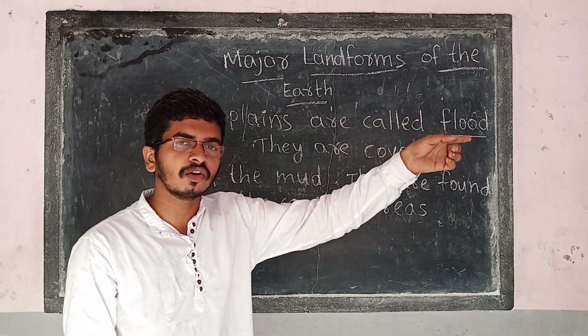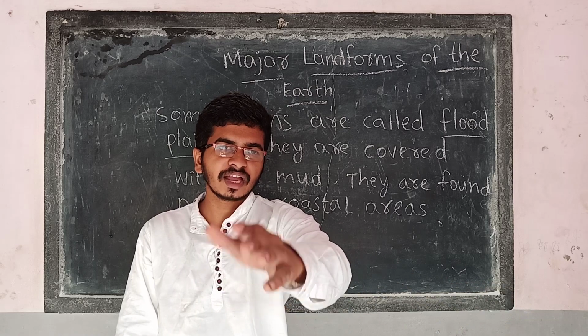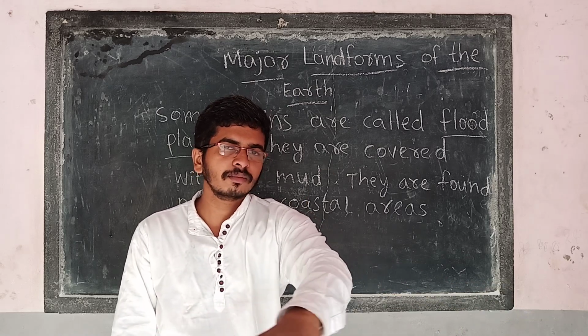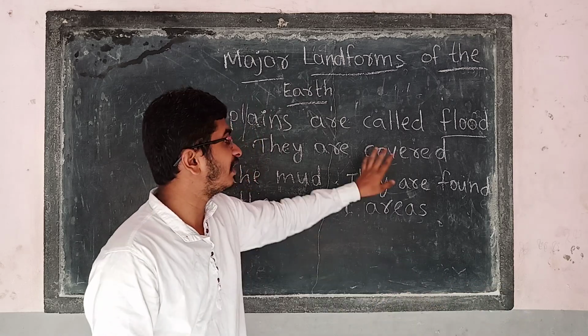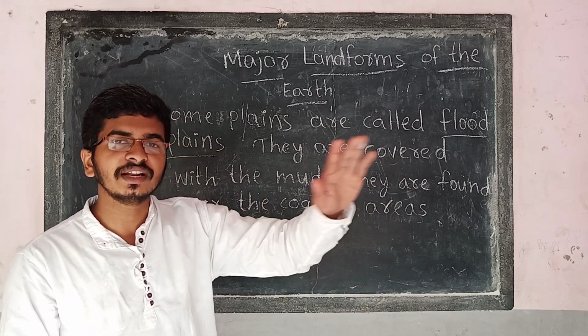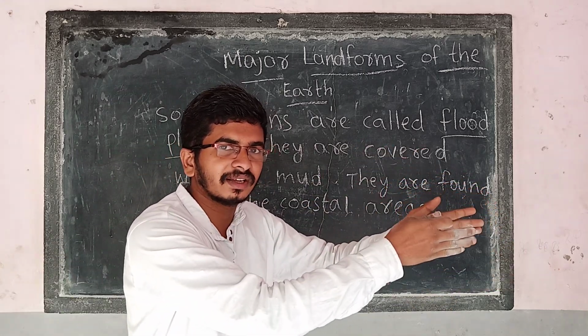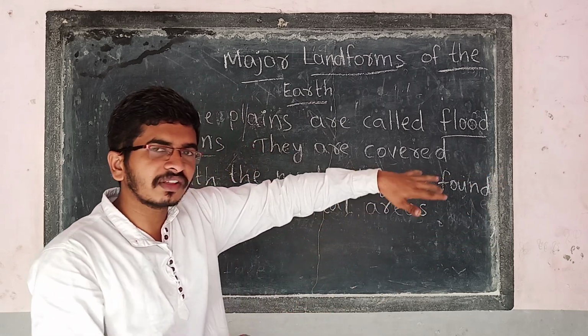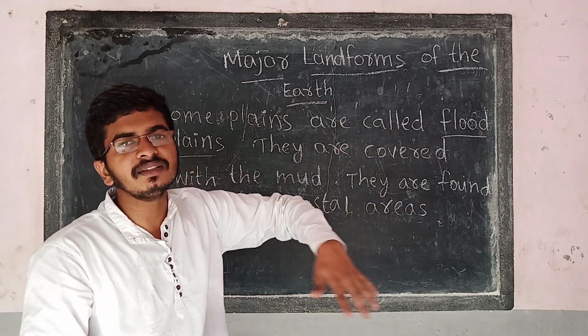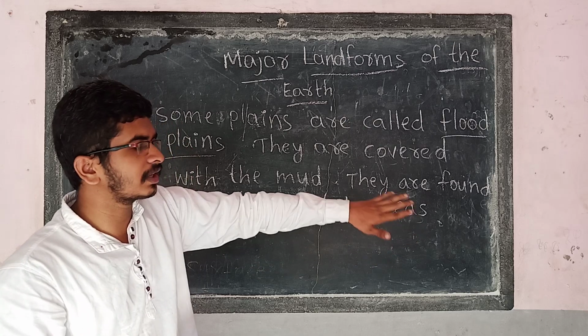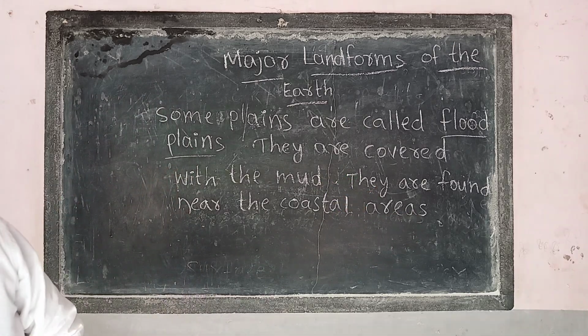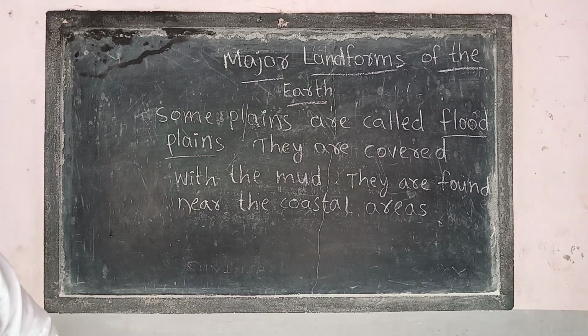Normal plains will be there. Normal plains are very strong, as we are living on those normal plain surfaces. Floodplains means coastal areas. Coastal areas means where the oceans are touching the land. Clear? So that part of the land is floodplain land. Coastal areas touching the land, and river banks also they will touch.